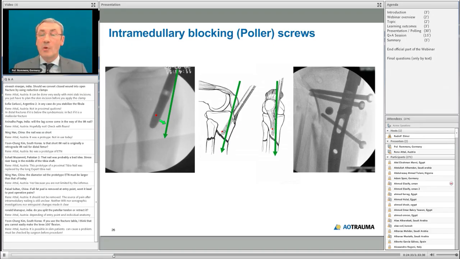In this patient, it is clear that the nail should go more ventrally, and this is depicted with the green arrow. We can use these polar screws in the coronal plane, but we also can use a polar screw in the sagittal plane to avoid valgus or varus malalignment. And here you see such a polar screw that prevented the nail from going in too dorsally.